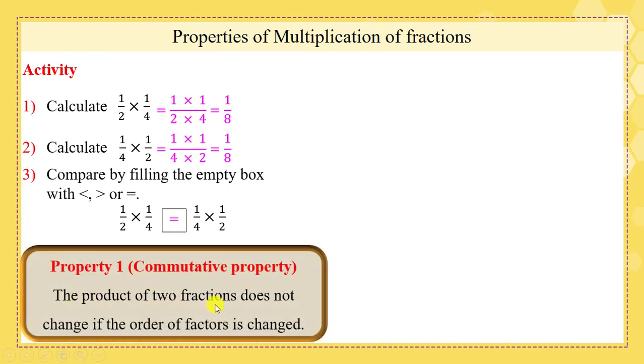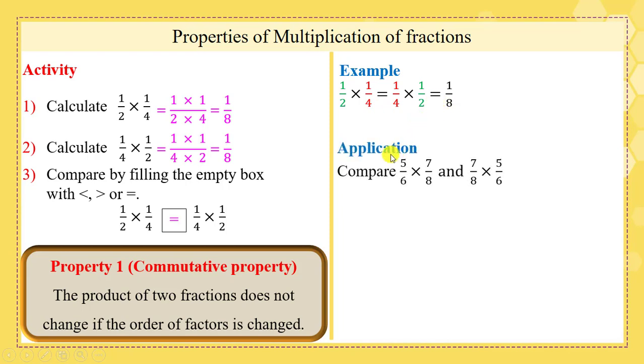Property 1, commutative property. The product of two fractions does not change if the order of factors is changed. Example: 1 over 2 times 1 over 4 equals 1 over 4 times 1 over 2 equals 1 over 8. Application: compare 5 over 6 times 7 over 8 and 7 over 8 times 5 over 6.